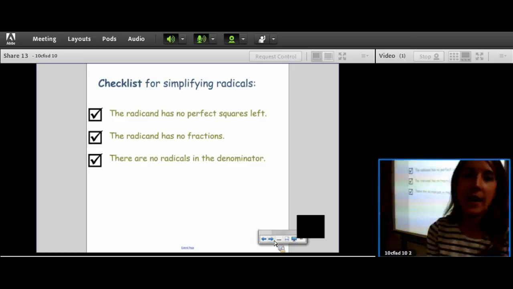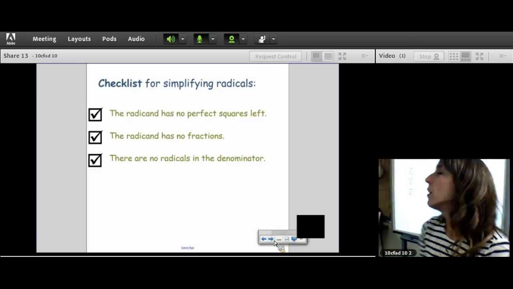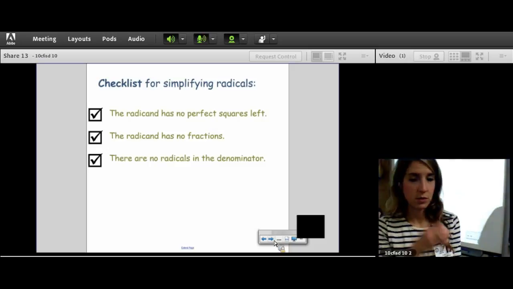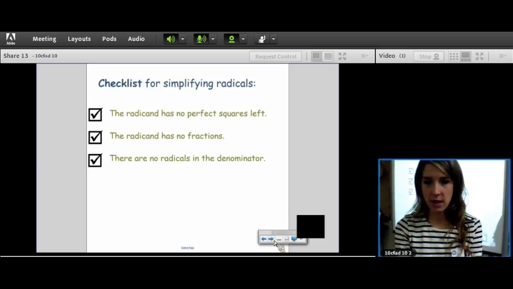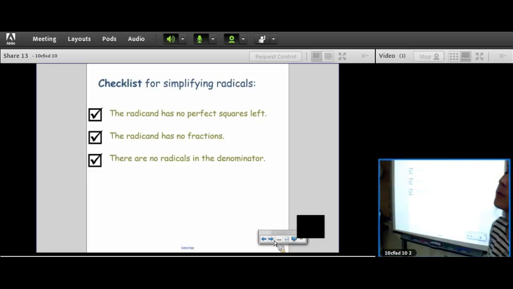How do you know if your answer is done? How do you know if you've solved the problem? Well, first thing to check for: your radicand better have 0 perfect squares in it. So square root of 9, that's not done. Square root of 20, that's not done because 20 has a 4 in it, and 4 is a perfect square.